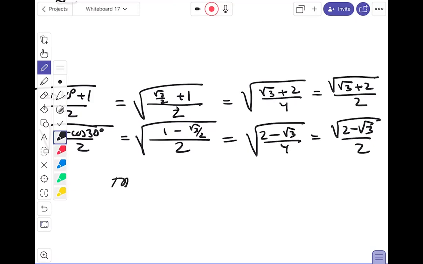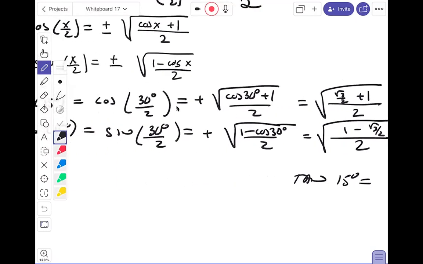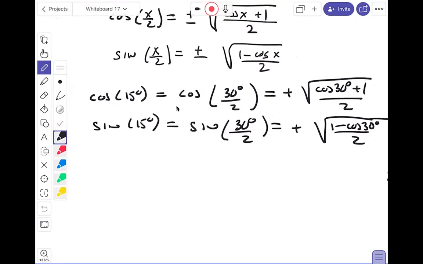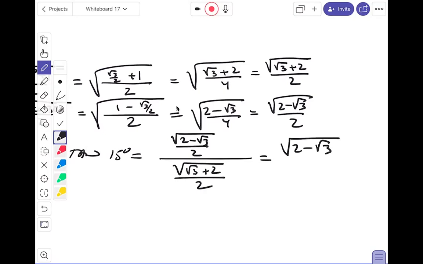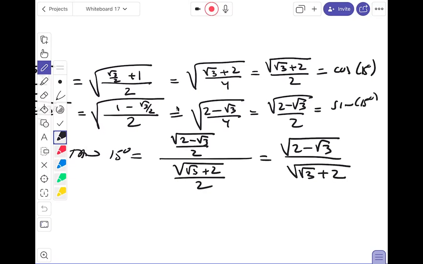Let's write the tangent now of 15 degrees. It's just simply the ratio of sine over cosine. And someone says, I don't even remember what we're talking about over here. I got them written down. What's the sine? Well, it's going to be this thing here, 2 minus root 3 over 2. And the cosine was this one over here, which gives me this. This is cosine 15 degrees. This is sine 15 degrees. This is tangent of 15 degrees.